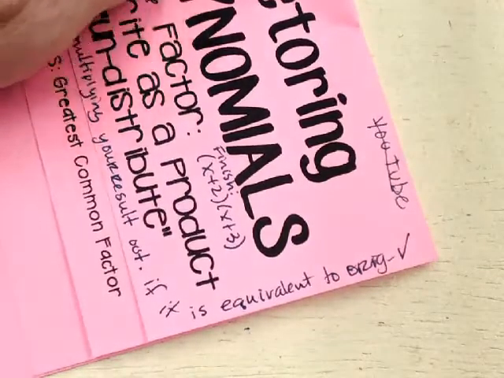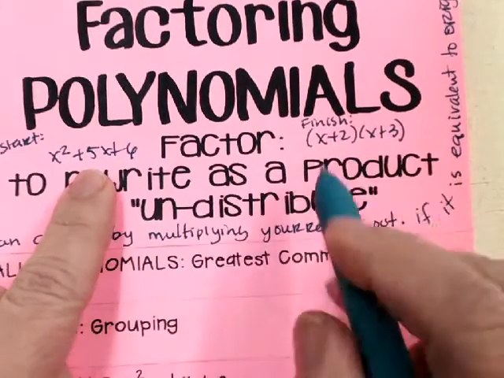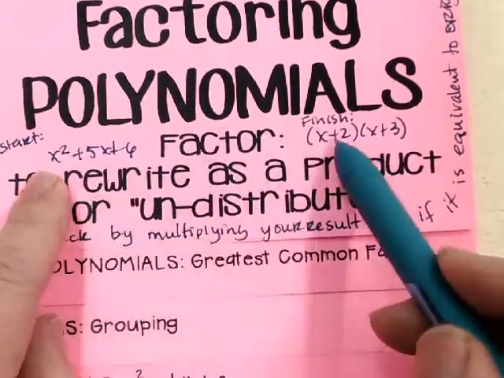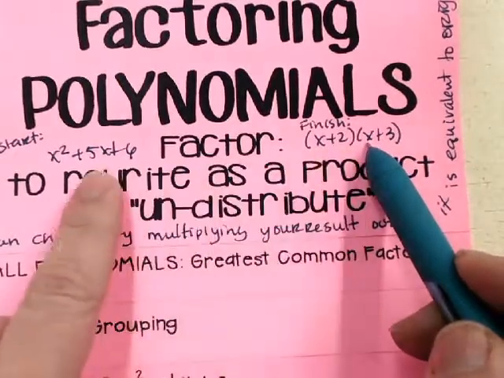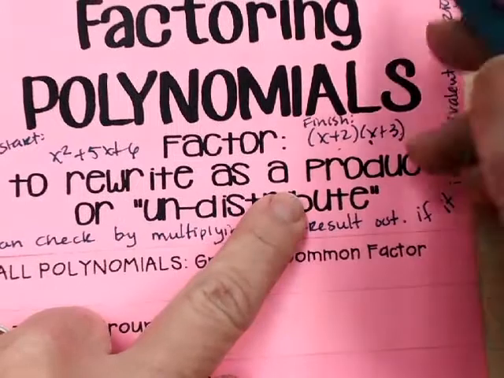Okay, so I can take this, I can multiply it back out and make sure it gives me this. X times x is x squared. 3x and 2x is going to give me 5x. 2 times 3 is 6. So I know that I've got my answer right.